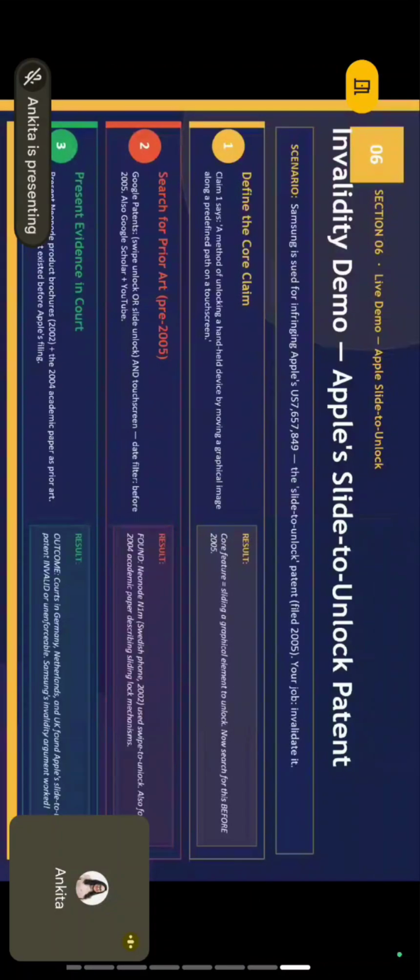So what do we do first? We first go to Google Patents and insert this patent number. We read the claim. Let's suppose claim 1 says a method of unlocking a handheld device by moving a graphical image along a predefined path on a touch screen. So here we get the novel feature, the core feature is sliding a graphical element to unlock. Now we search for this before 2005. We use a date filter.